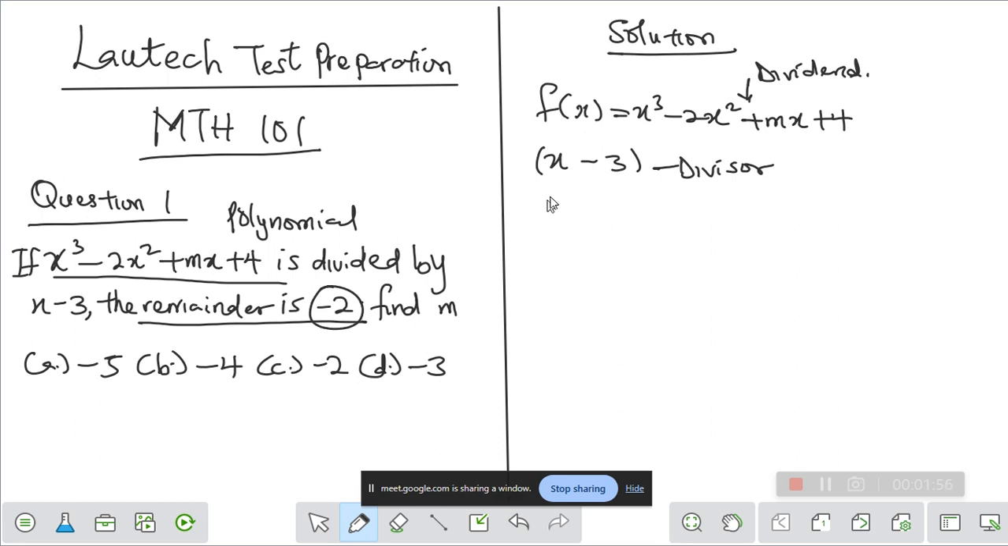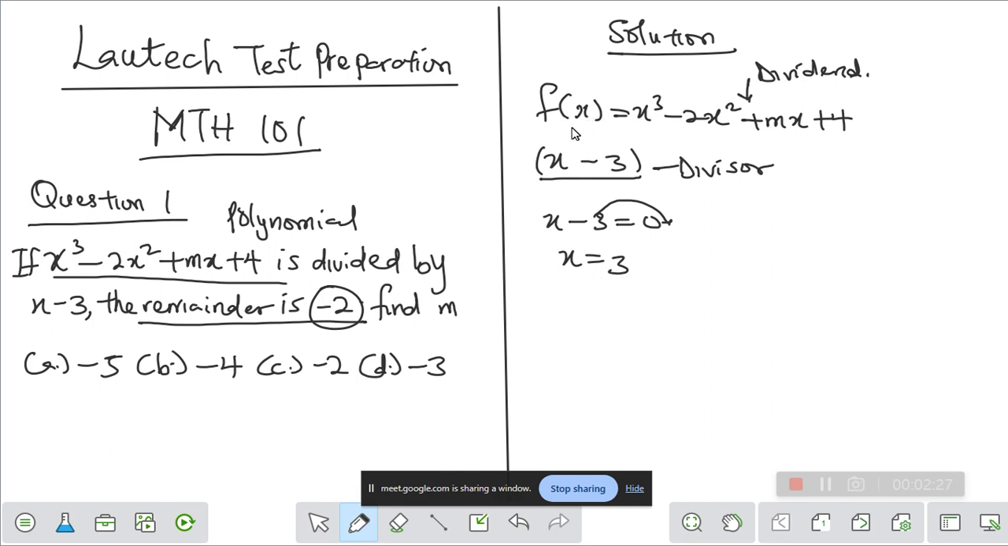So, instead of using that long division method, you will substitute. You know that this is x minus 3, right? You will now say x minus 3 is equal to 0. Bring it to this side. You now say x is equals to 3. What you now do is that you will input this x, which is 3.